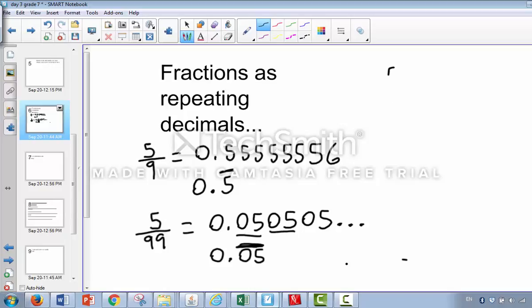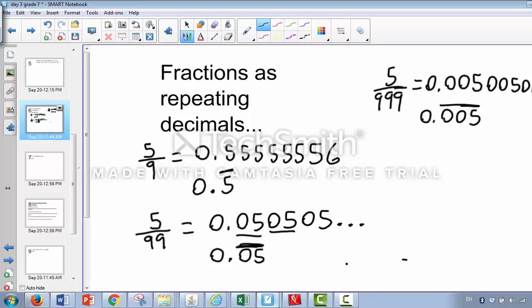Now, what if I go 5 divided by 3 nines? How many repeating digits do you think I'm going to get this time? If you guessed 3, you are correct. 5 divided by 3 nines is 0.005005005, and it goes on forever. So 005 repeating.